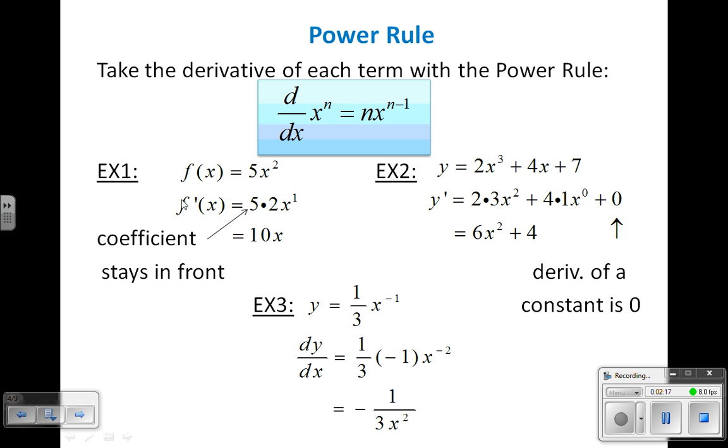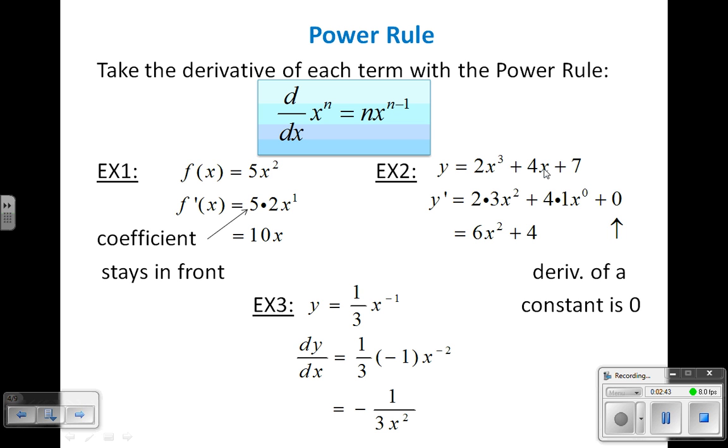So here, if our function f of x is 5x squared, then its derivative f prime of x will be 5 times, and then again the power rule, the 2 comes down, x raised to 2 minus 1 is now a 1, so I get 10x. A note here: the coefficient 5 out in front just stays there, and it gets multiplied by the n that comes down.